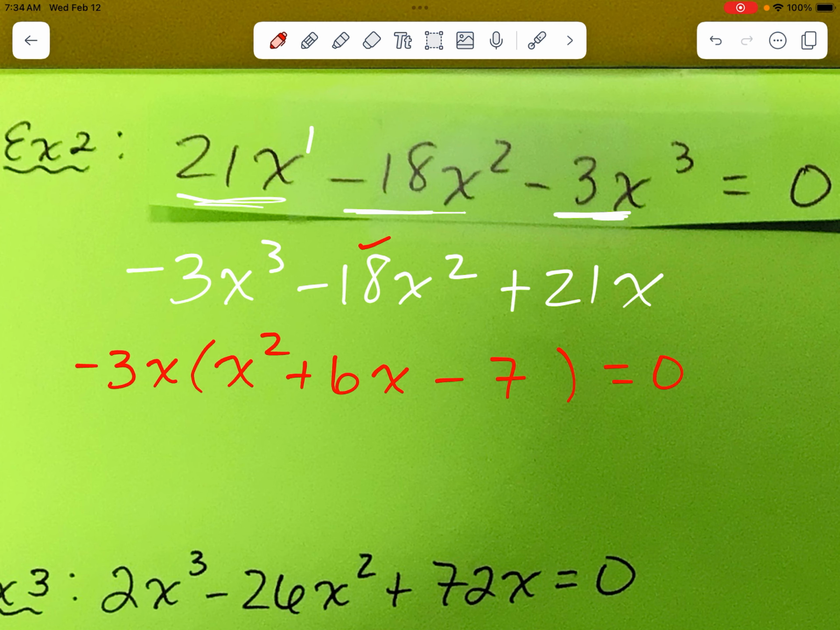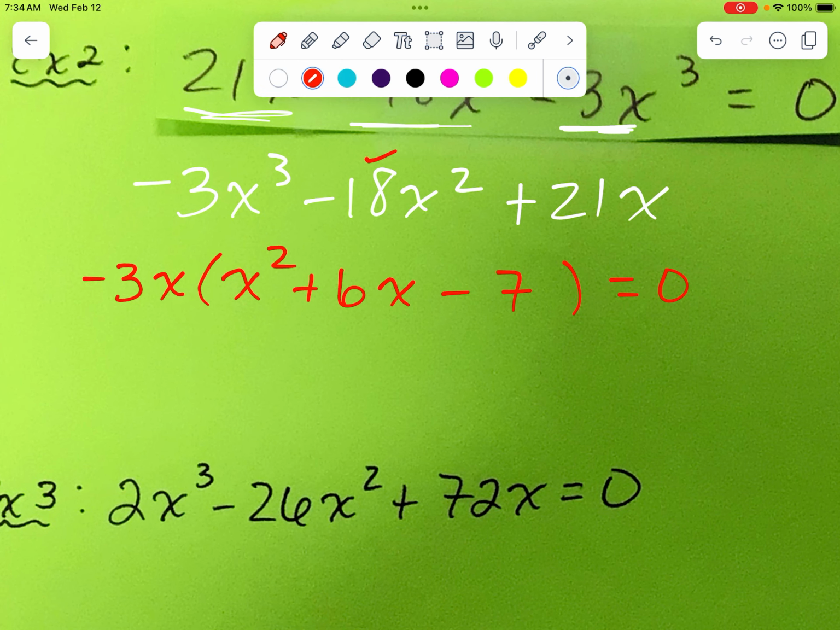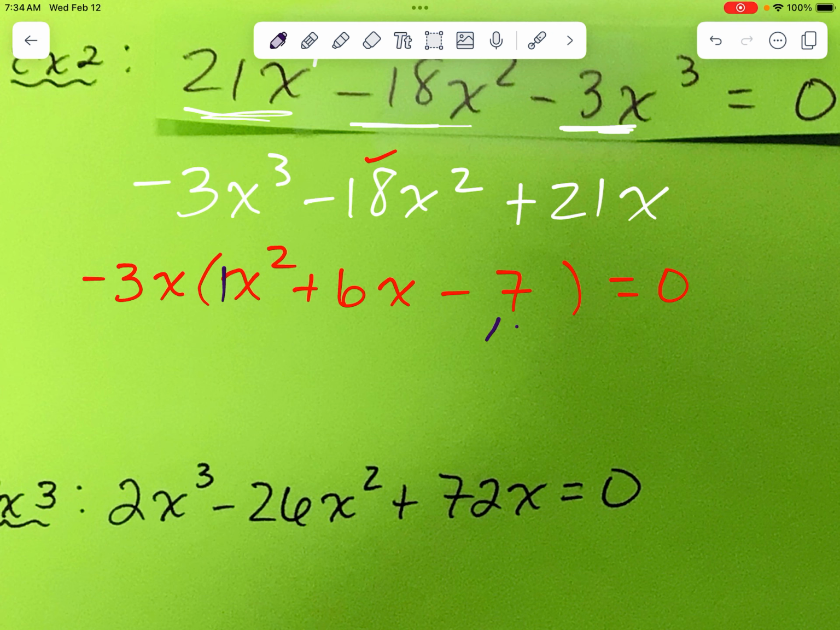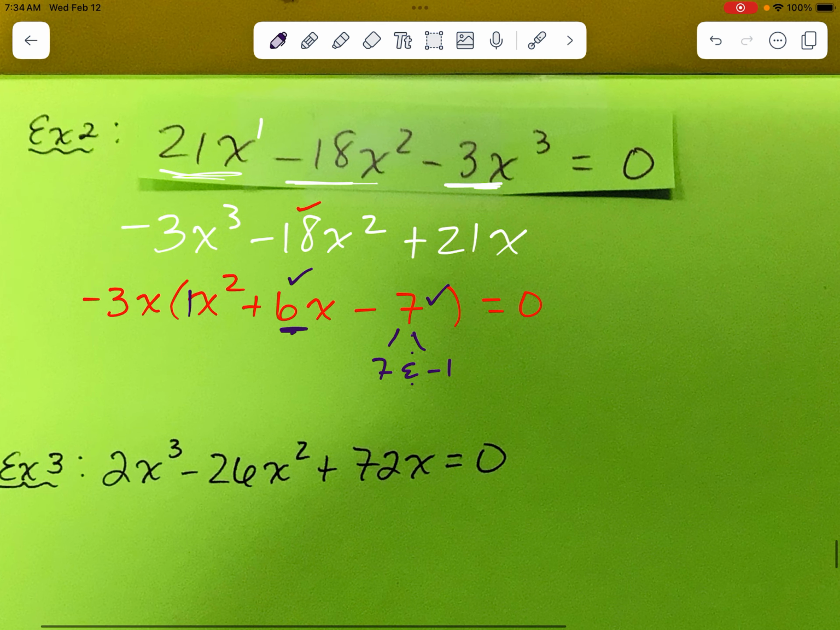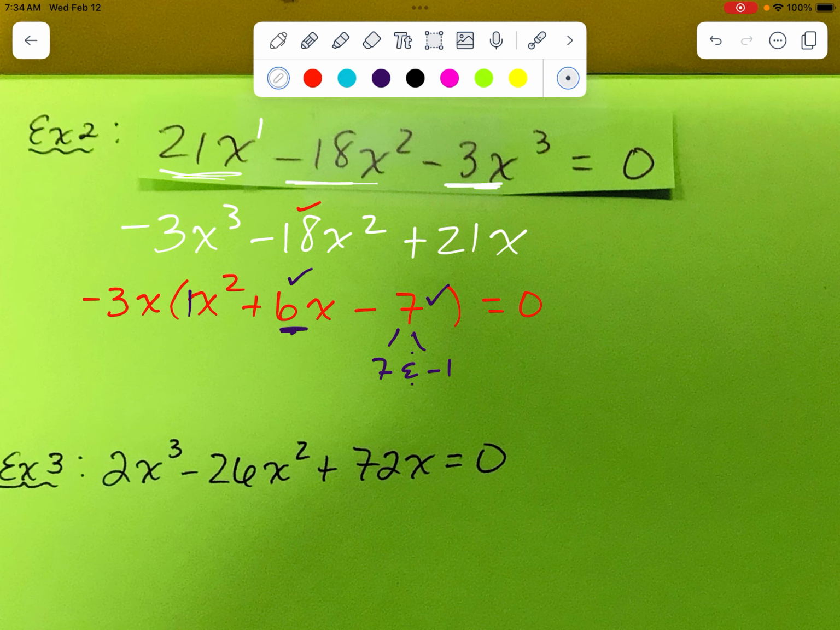And we're setting that equal to 0, right? So since our value right here in front of x squared is 1, we're going to play the what two numbers again. So what two numbers can we multiply by that give us negative 7, but when we put them together, give us positive 6? Well, that would be 7 and negative 1, because 7 times negative 1 is negative 7, and 7 minus 1 is 6. So these are the two additional factors we're going to write down.